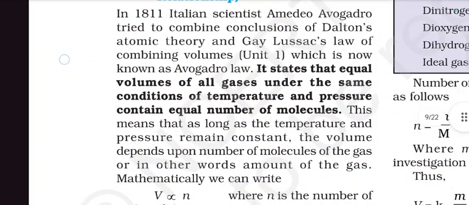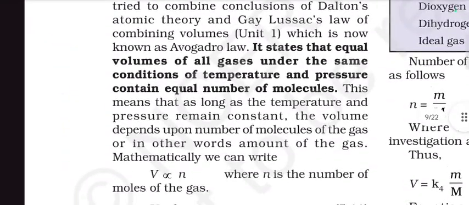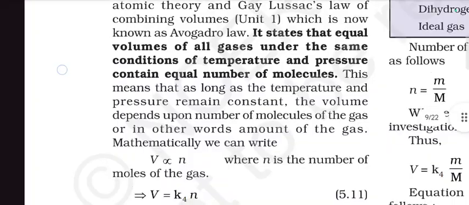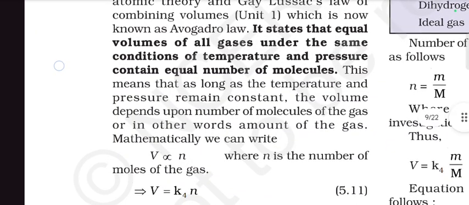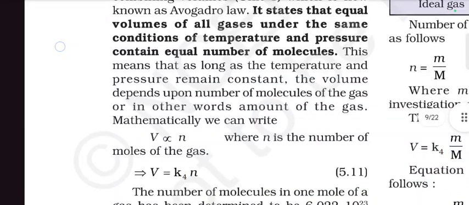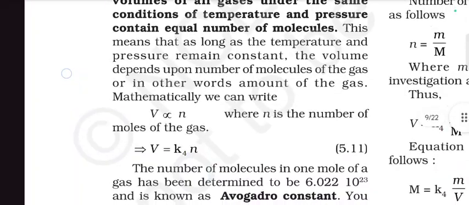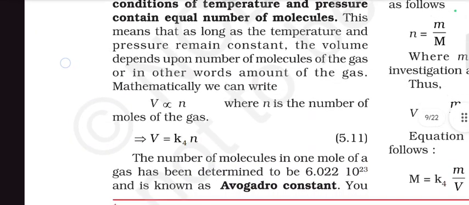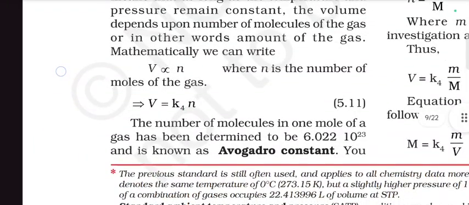It states that equal volumes of all gases under the same conditions of temperature and pressure contain equal number of molecules. This means that as long as the temperature and pressure remain constant, the volume depends upon the number of molecules of the gas, or in other words, the amount of the gas. Mathematically, we can write V is directly proportional to n, where n is the number of moles of the gas. V is equal to K4 into n.